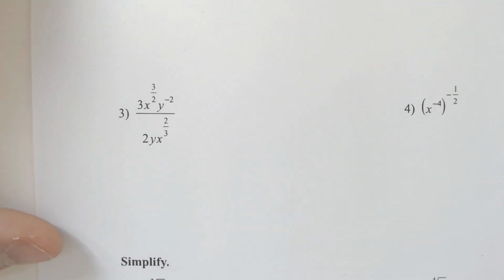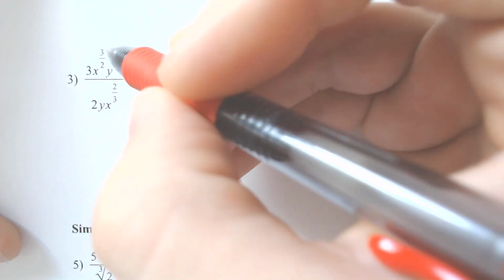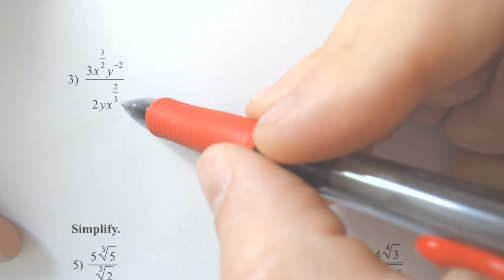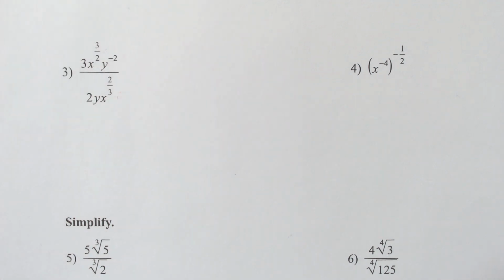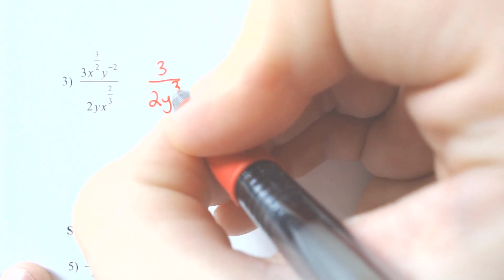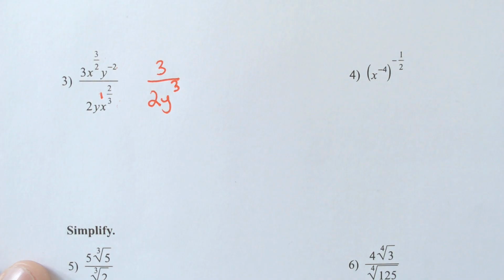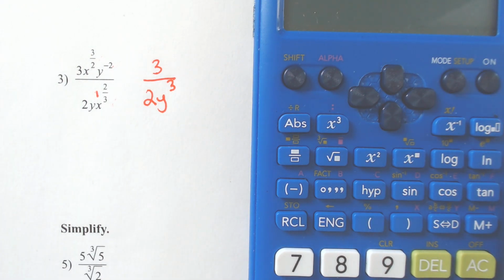Moving on. Number 3, we got y to the negative 2. That's going to move to the bottom. So we're going to move the y to the negative 2 to the bottom. The 2/3 and the 3/2, however, I am going to have to find the difference between the two. Moving the y to the negative 2 down would make this 3/2 y to the 3rd power, because the 1 and the 2 that we have right there would combine to make 3. Now I'm going to find the difference between 3/2 and 2/3 using my handy dandy calculator.